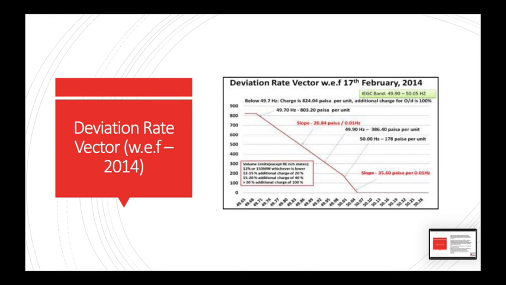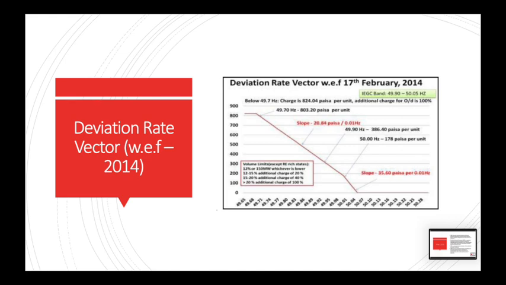Now this penalty would be based on the frequency vector. For example, if the frequency at that particular moment is less than 49.7 hertz or at 49.7 hertz, then I have to pay the DSM rate, or the penalty rate, multiplied by the number of units by which I have displaced my schedule.